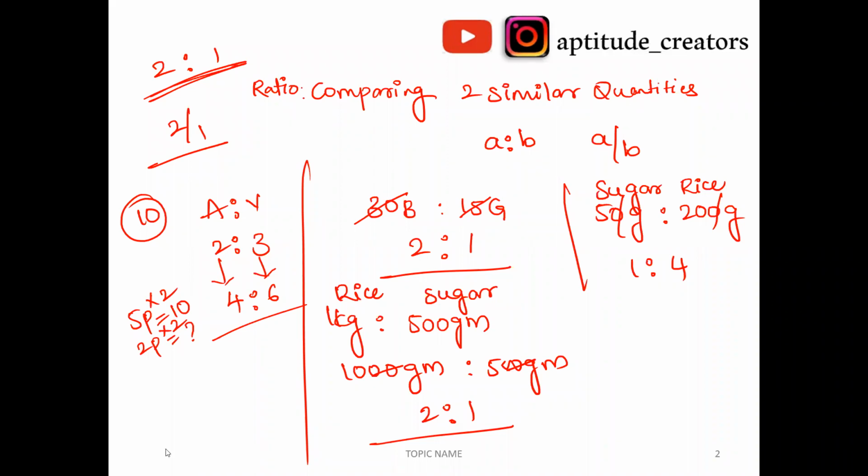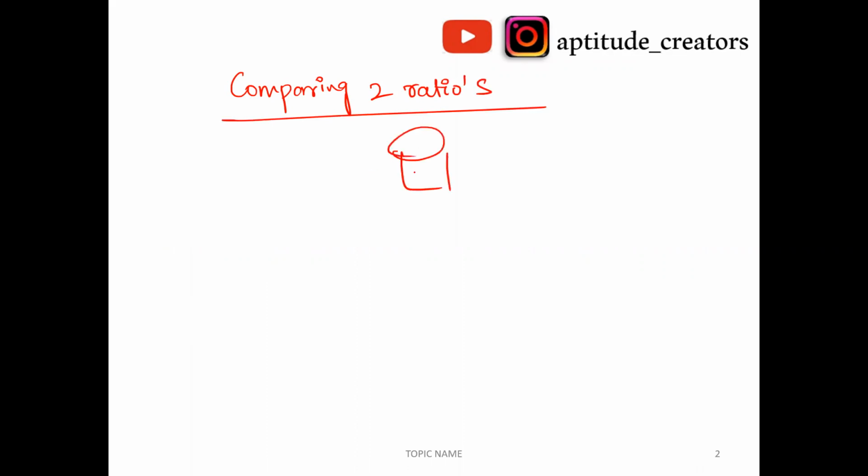Now, what about proportion? Proportion is nothing but comparing two ratios. For example, this container consists of milk and water, and this is another container consisting of milk and water, in ratio 10:20 and this is in the ratio 80:160. Can I write both as 1:2? Yes. Here proportion is nothing but comparing two ratios.